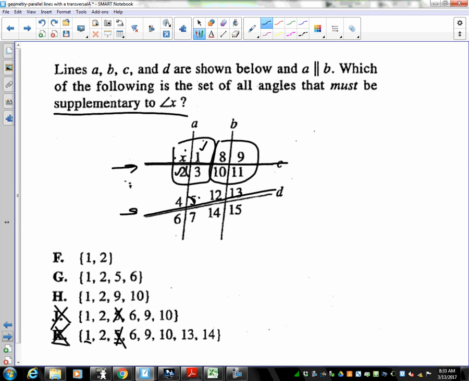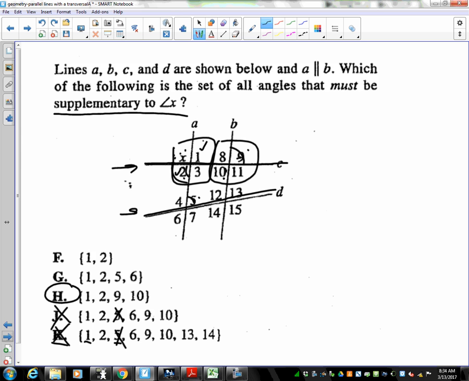Now let's look at 9 and 10 really quick here. If I look at 9 and 10, let's notice that they are the same here. Now 9 and 2 are alternate exterior, so they would be congruent. So if X is supplementary to 2, then X would be supplementary to 9. And since 9 is the same as 10, it would also be supplementary to 10 there. So I think what we have is 1, 2, 9, and 10 are ones that are supplementary.